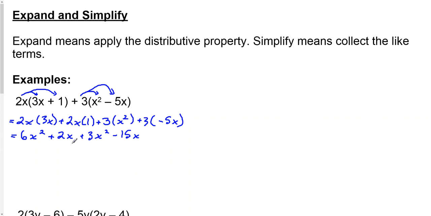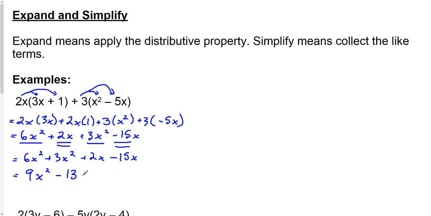Now, let's see if we can simplify this. Do we have any like terms? Sure we do. We have the 6x squared and the 3x squared, and then the 2x and the negative 15x. So, just putting those like terms next to each other to make them a little bit easier to combine. Then we're going to combine them together. So 6x squared plus 3x squared, 6 plus 3 gives us 9x squared. 2x minus 15x, so 2 minus 15 is going to be negative 13x. So our final answer: 9x squared minus 13x.